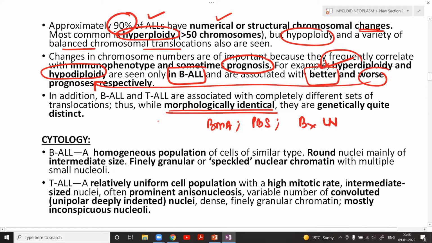Yet, the WHO has given certain guidelines which can help us in differentiating, but practically, it is of no use. They say B-ALL versus T-ALL: T-ALL has a relatively more uniform, monotonous population as compared to B-ALL. In T-ALL you have a convoluted nucleus, whereas in B-ALL the cells are more round, with more fine open chromatin and multiple nucleoli as compared to T-ALL.